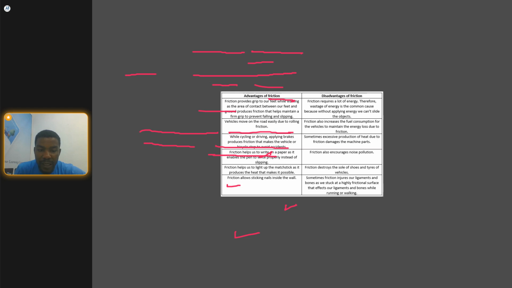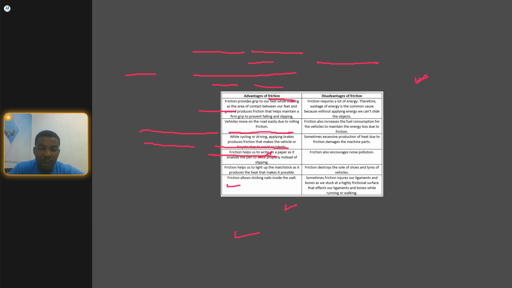Let's move on to the disadvantage of what? Friction. Friction requires a lot of energy. Therefore, wastage of energy is common. Wastage of energy is the common cause because without applying energy, we can't slide the object. Now we are talking about the disadvantage of friction.